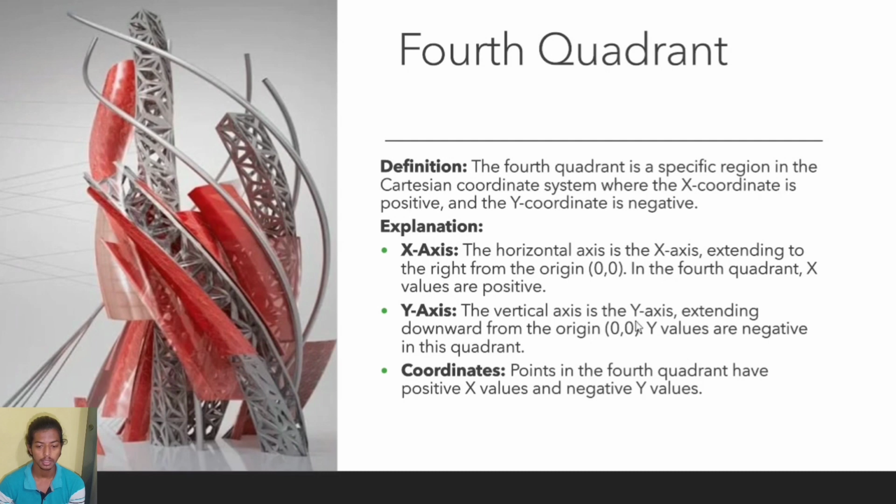Y-axis. The vertical axis is the y-axis extending downwards from the origin 0, 0. The y values are negative in this quadrant. Coordinates. The points in the fourth quadrant have positive x values and negative y values.